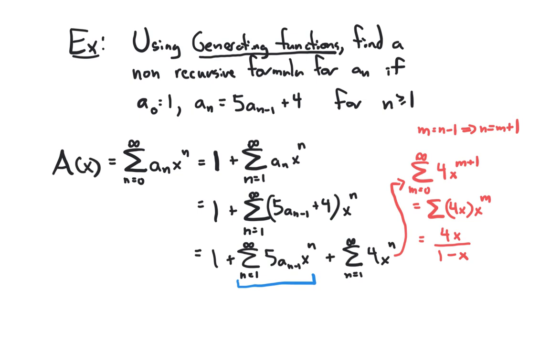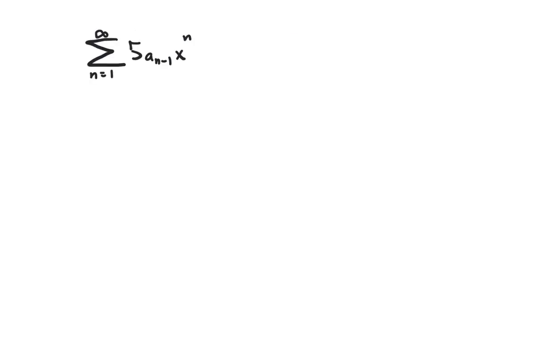And we're going to play that same trick by reindexing here. So we'll make m = n minus 1, so we'll start at 0. So here we'll say that m is n minus 1, which means n is m plus 1. So that's going to be the sum as m goes from 0 to infinity of, so we have 5 a_m x^(m+1).